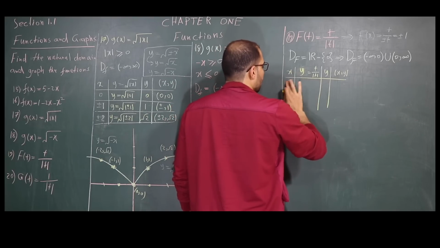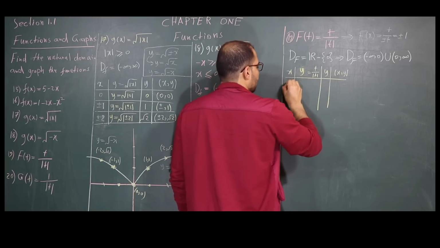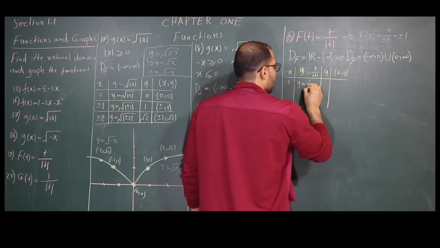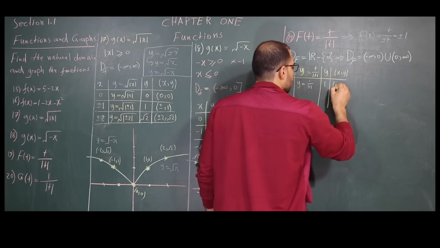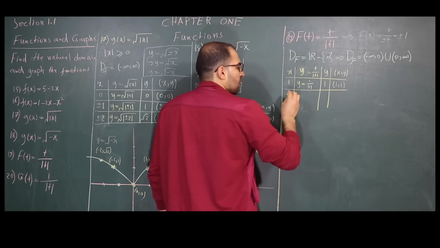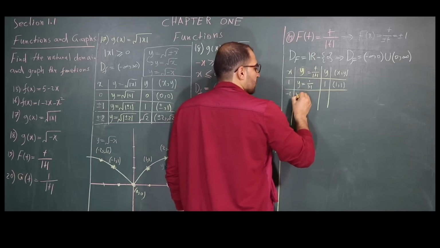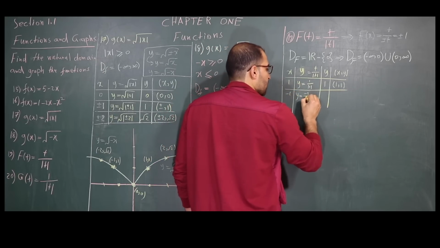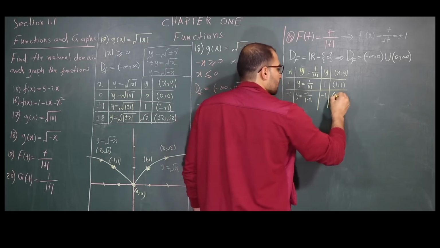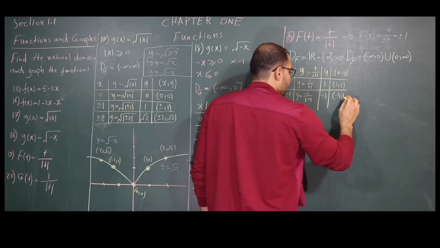Zero, not 0, I can't take 0. I can take just 1 on the absolute value of 1. And I'm going to take minus 1. Minus 1 on the absolute value of minus 1, the result will be just minus 1. Minus 1 and minus 1.